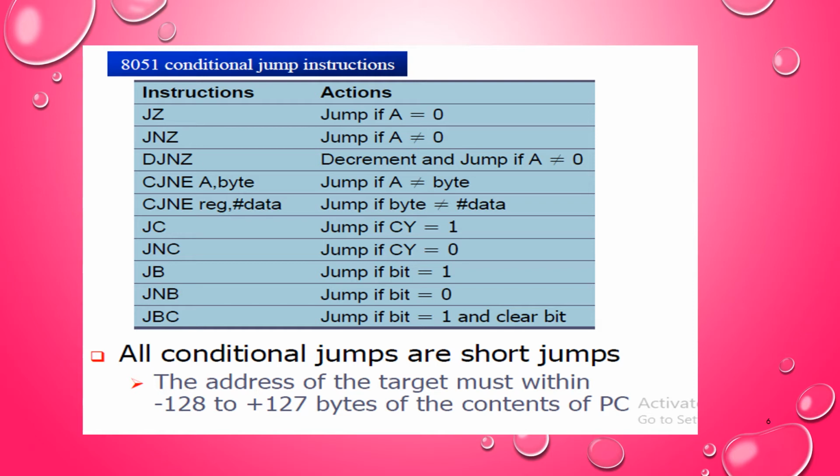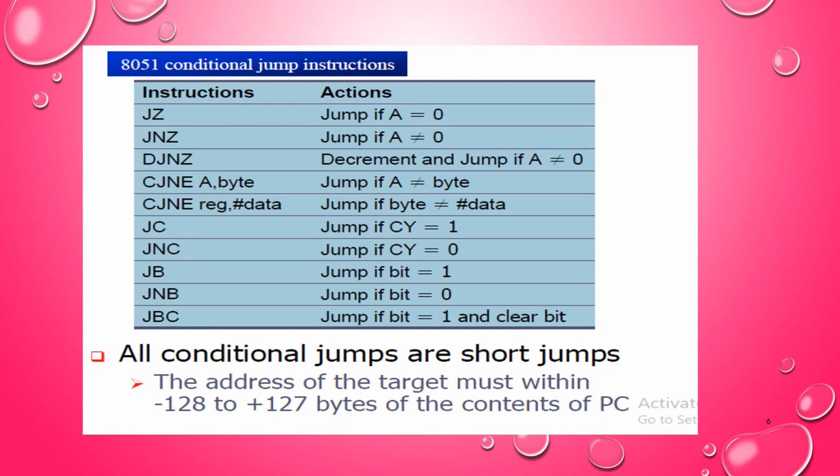Please remember, this operates on the accumulator operand. It observes only the accumulator as a register, not R0 to R7 or any other memory address. Then next is CJNE, compare and jump if not equal: CJNE A, byte. So jump if A is not equal to whatever byte you use there for comparison. CJNE is again compare and jump if not equal, comparing register contents with some immediate data. So jump if byte is not equal to data.